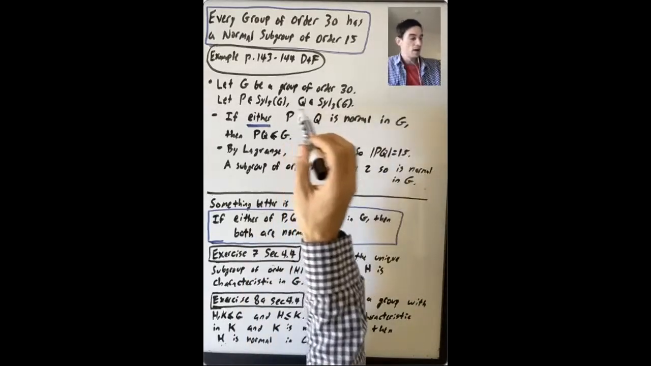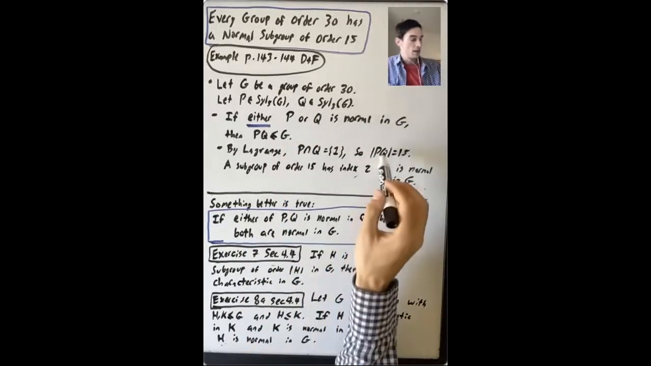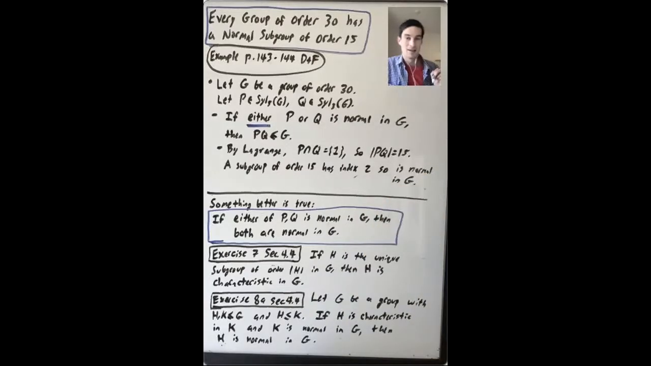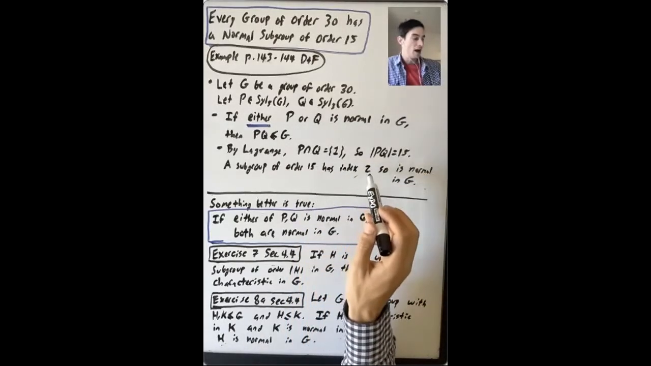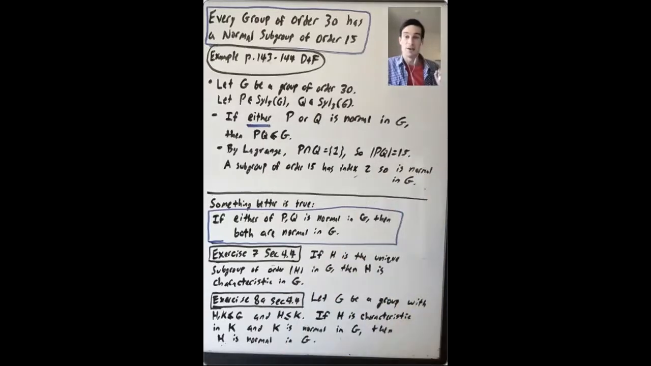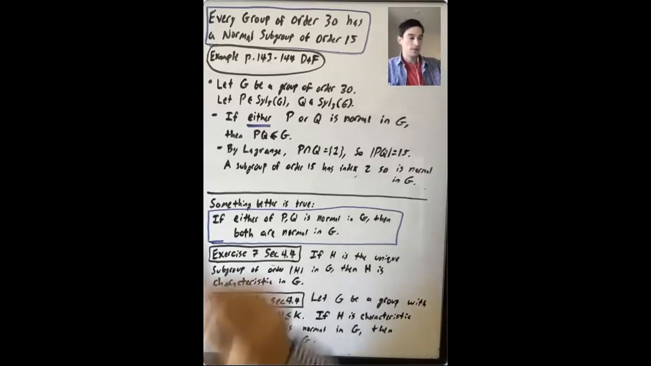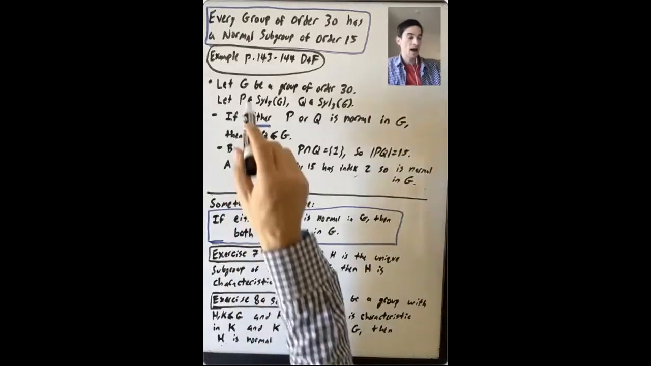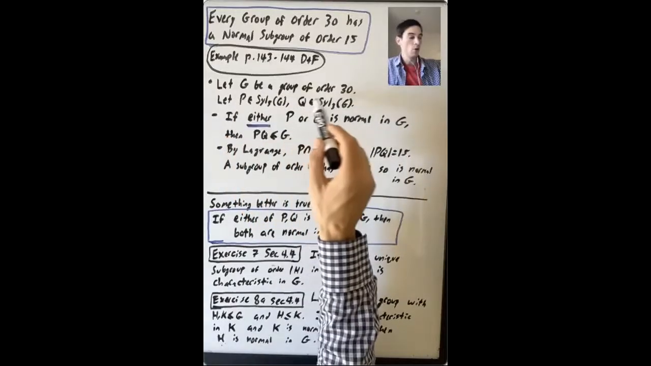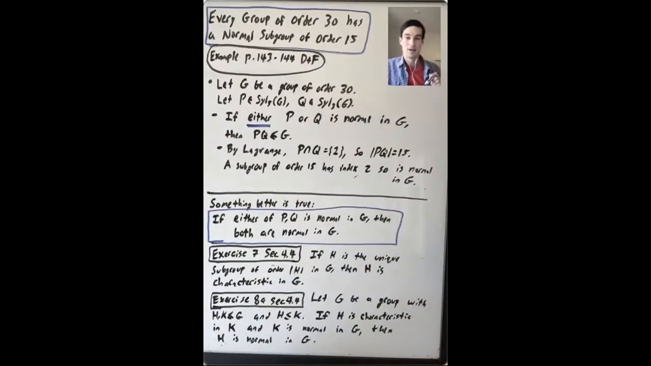So if either of P or Q is normal, then here's our subgroup of order 15. And why is it normal? Well, a subgroup of order 15 inside a group of order 30 has index 2. And we know that every subgroup of index 2 in a group is automatically normal. Okay, so what do we need to prove this statement? We just need to show that inside a group of order 30, either a Sylow 5 subgroup or a Sylow 3 subgroup is normal.